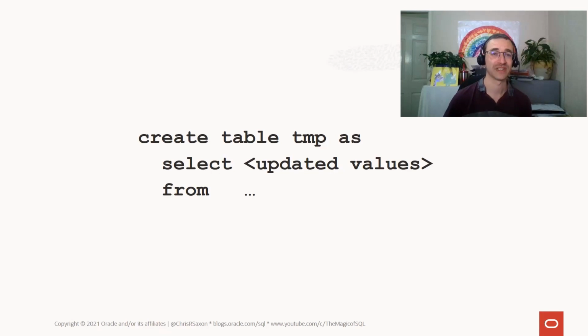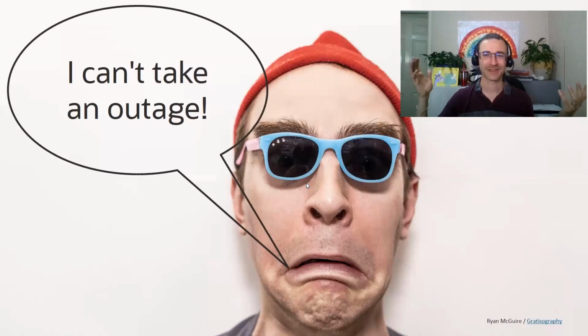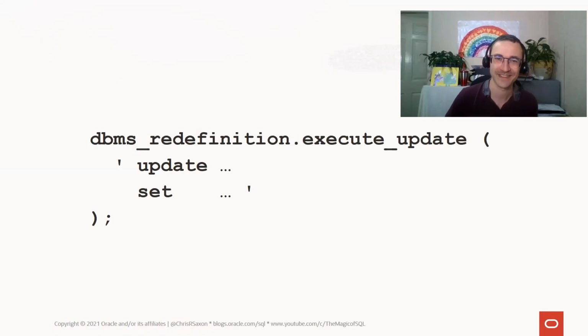So you almost certainly need an outage to do this. At which point you're kind of like, well, that's great, but I can't take an outage, or at least I don't have the window for a long enough outage to actually do this safely. Well, what else can we try? Well, there is a little known trick. So in DBMS_REDEFINITION, there's this EXECUTE_UPDATE procedure, which you can use to actually pass it an update statement. So this allows you to run that in an online manner.